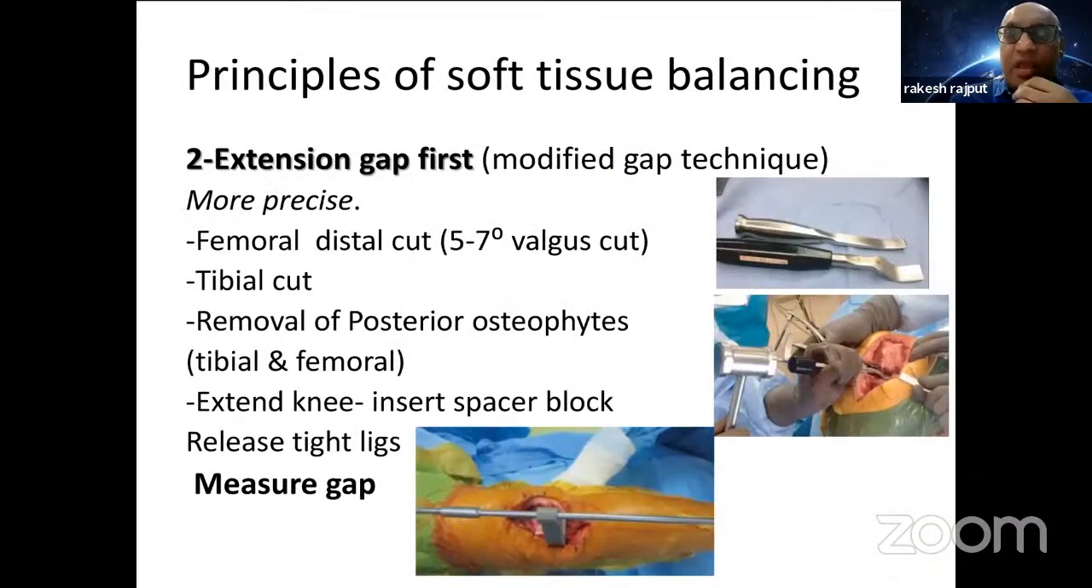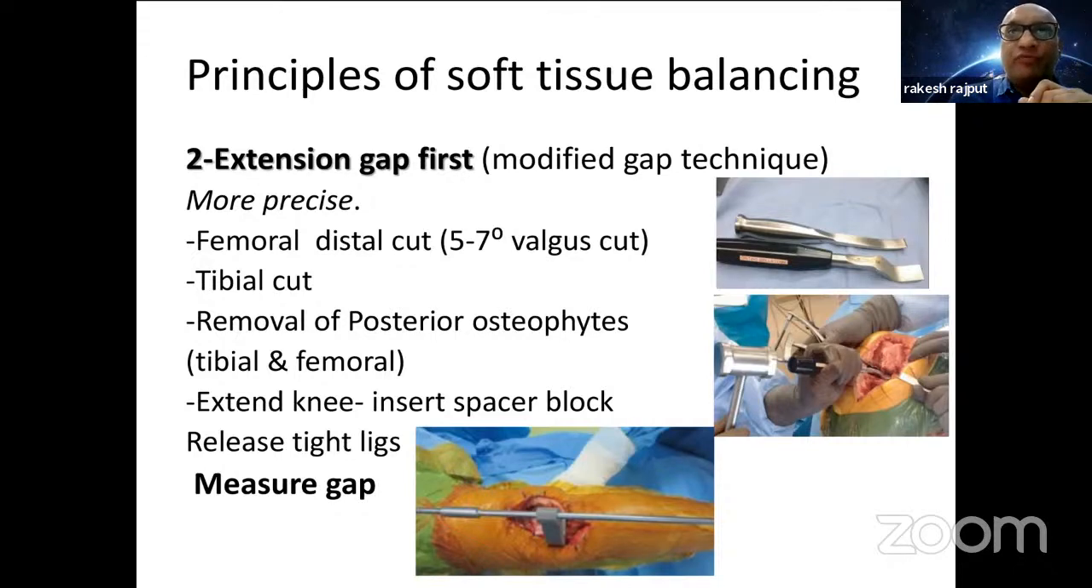Now, in extension gap first, why did people move to extension gap? The reason for that is, whether it's a valgus knee or a varus knee, the deformity is in extension. So if you want to correct these deformities, it's the first step you want to do. So you bring the leg into extension, you cut the tibia, and you see how much femur you have to correct so that you get a rectangular extension gap. So you do the soft tissue balancing first, and then you do the distal femoral cut to get an extension gap. Then you match this gap to the flexion gap. So that is the proponents of the extension gap first.